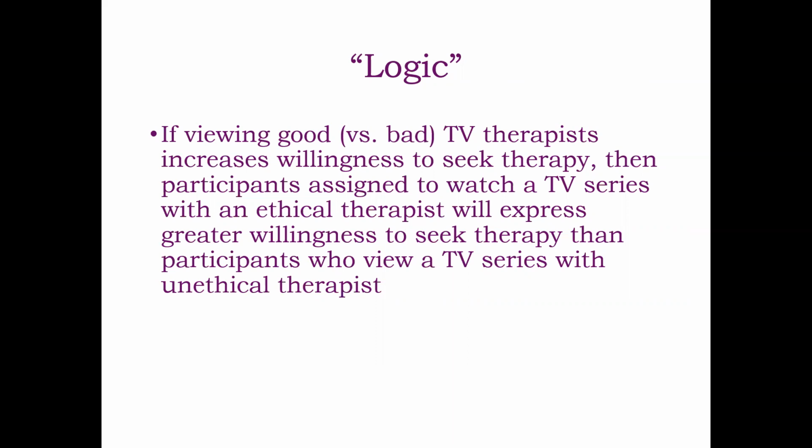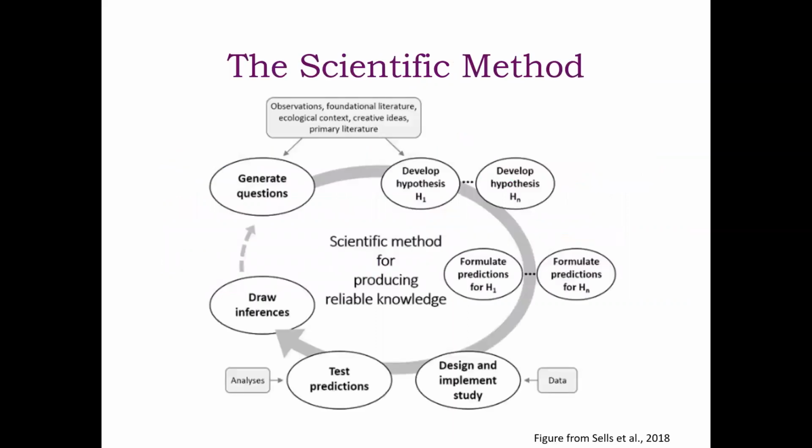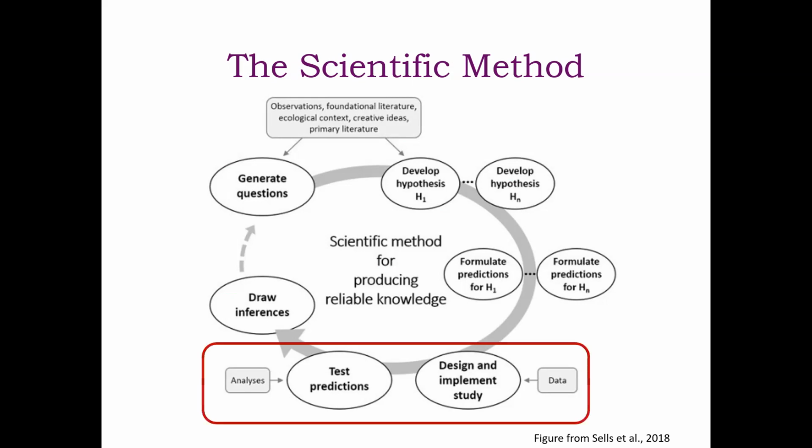And you bring a whole bunch of people into a lab and you randomly assign people to view either ethical therapists or unethical therapists. And we'll talk more about that later, right? And then you would want to test those predictions. You'd have them watch one or the other, and maybe a control group TV series. And then you'll ask them, how willing would you be to seek out therapy if you felt you needed to, right? And then you compare the means of the people who watch TV shows with ethical therapists versus those who watch TV shows with unethical therapists, right? Use statistics to test them.